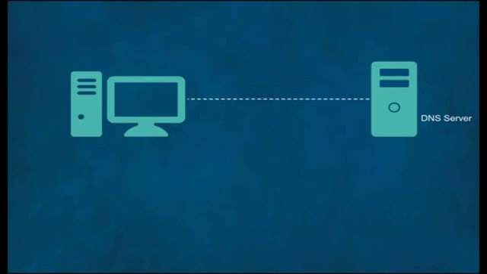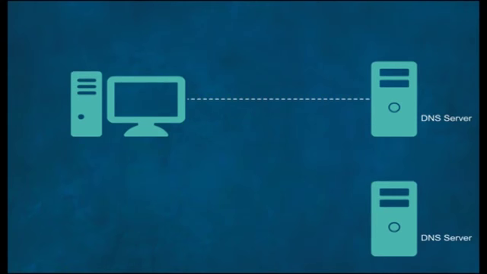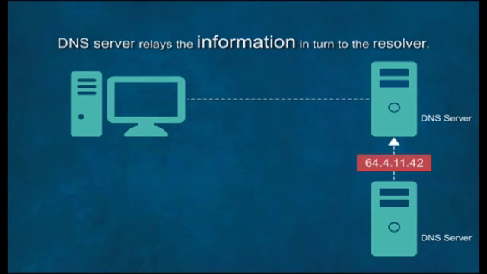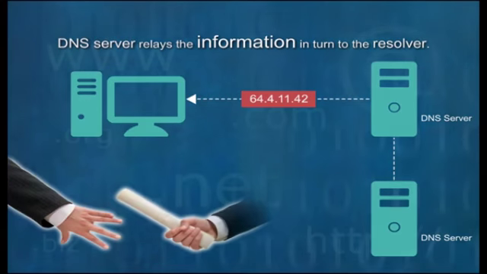When the server does not possess information about the requested name, it forwards the request to another DNS server on the network. The second server generates a response containing the IP address of the requested name and returns it to the first server, which relays the information in turn to the resolver.